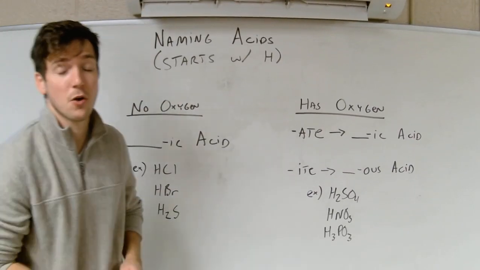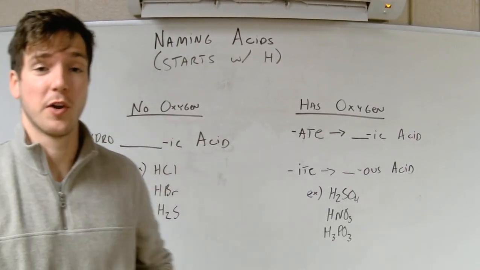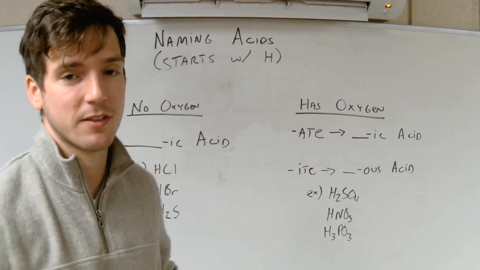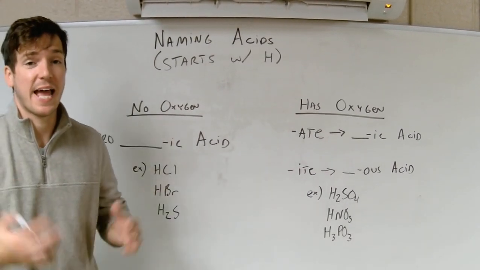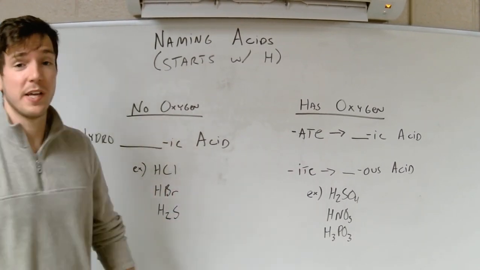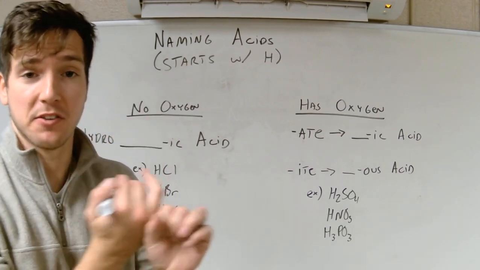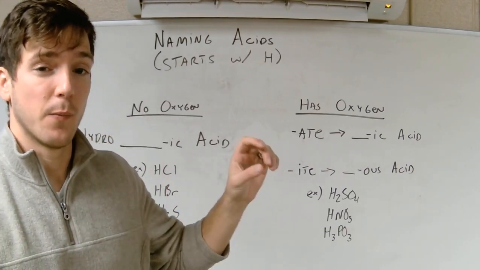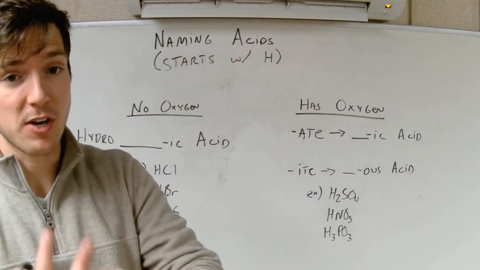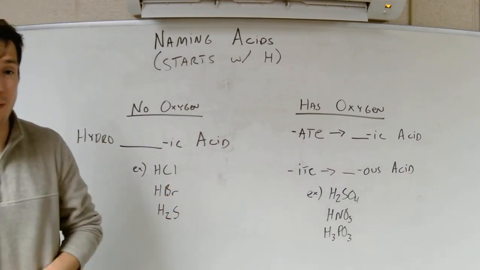Hey everyone, so today we are going over our last naming lesson, which is when we are naming acids. So we know how to name ionic compounds, which are metal nonmetals. We know how to name covalent compounds, which are nonmetal nonmetals. And now we got to know how to name acids.